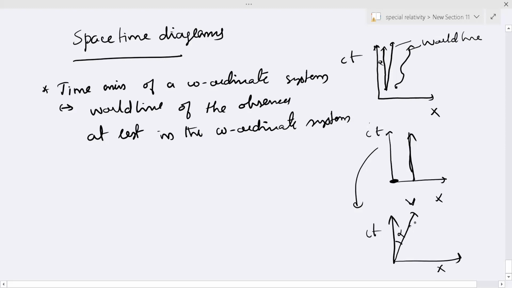So the time axis for this other observer would be his own world line. This is true: the time axis of a coordinate system is the world line of the observer at rest in the coordinate system. These are certain things.